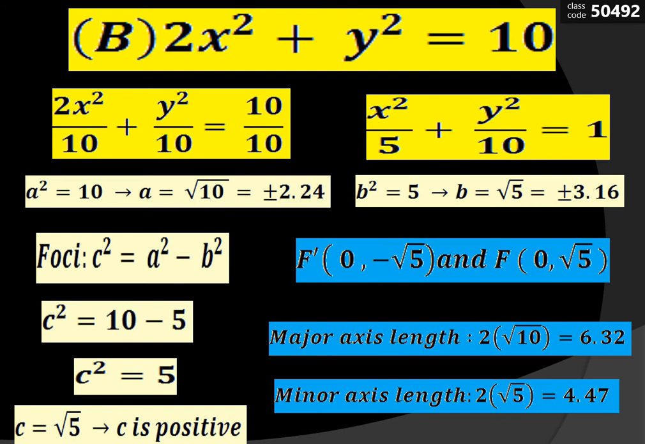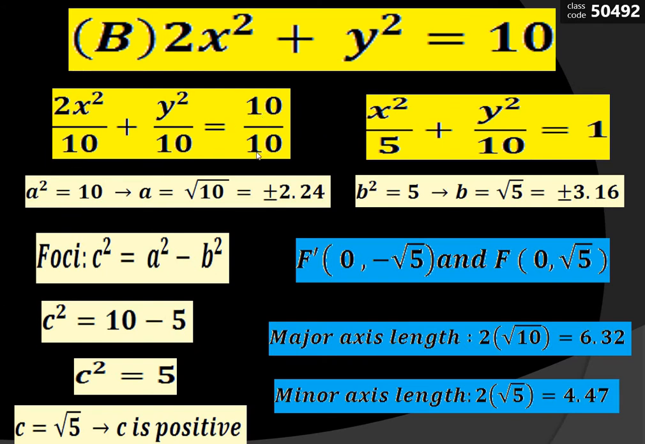So let's have this one. 2x squared plus y squared equals 10. So we need to make the right side equal to 1 and remove the coefficient of x squared, 2, to make it 1. So how do we do that? So divide it by 10, the right side, and also the left side.